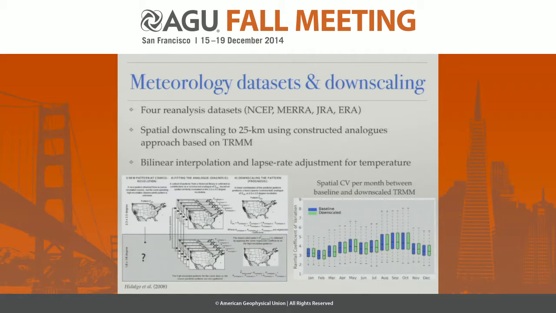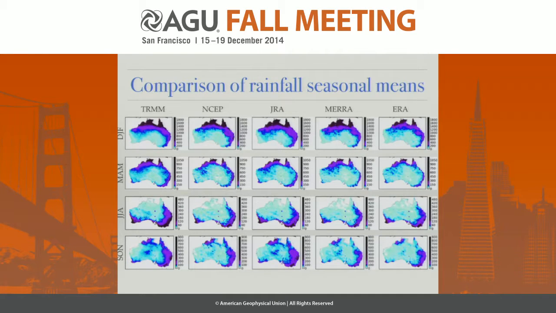And just for a sanity check, what we did is we took TRIM from 25 kilometers, aggregated it up to 2 degrees, and then applied this procedure. Here in the map, you can see the coefficient of variation spatially for each month over the entire Australia. Basically, you can see the baseline, which is the TRIM in blue, and the downscaled fields with this approach. And you see that the match is really, really good, kind of giving some confidence that the method actually works.